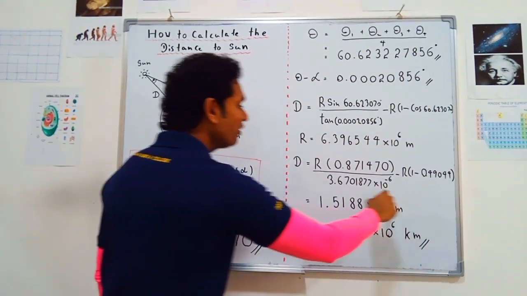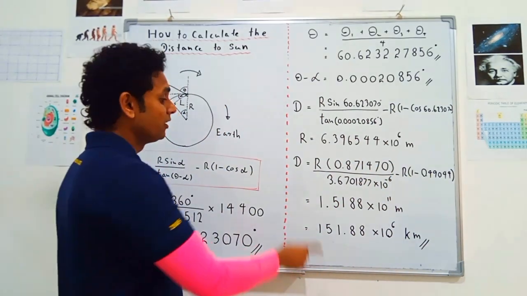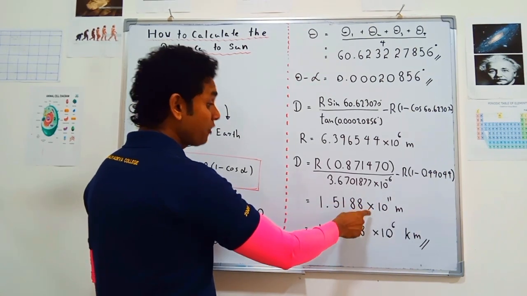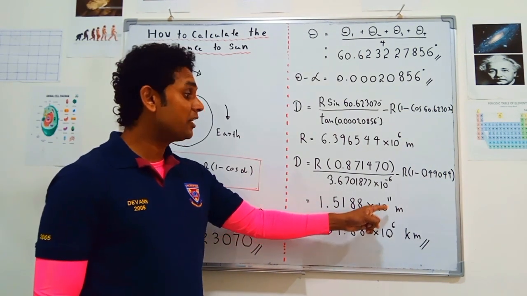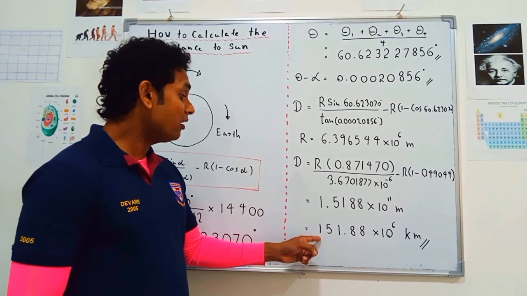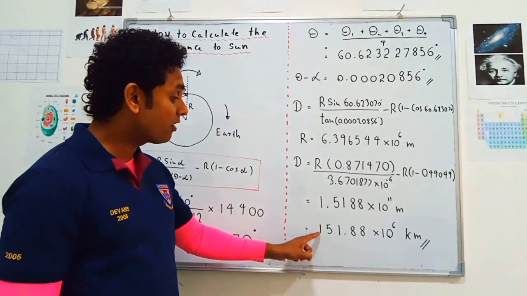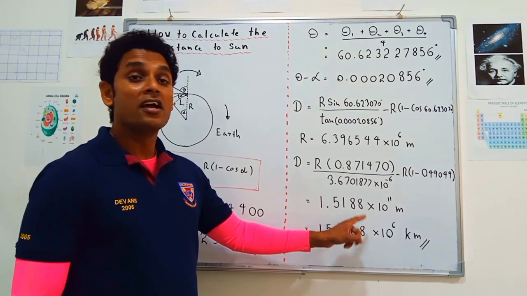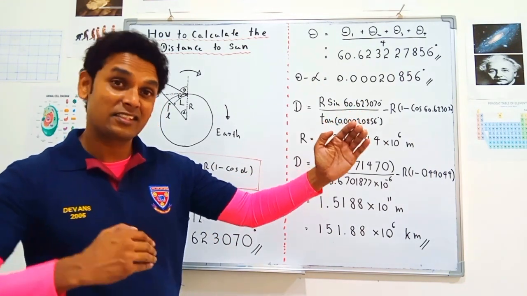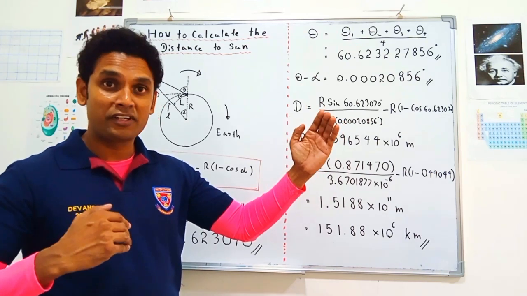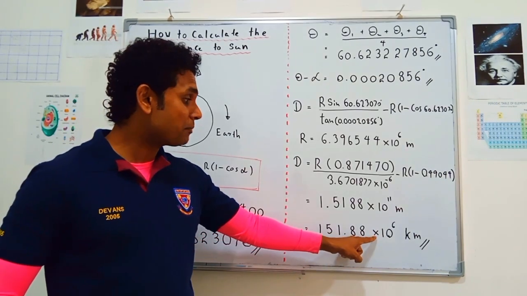Finally, after calculating all these things by applying the R value here and here, the final value that we can obtain is 1.5188 multiplied by 10 to the power 11 meters. 1.5188 multiplied by 10 to the power 11 meters means 151.88 multiplied by 10 to the power 6 kilometers, or 151.88 million kilometers. So the distance from the Earth's surface to the Sun, we have accurately and successfully calculated using only basic trigonometry and basic maths. The value obtained is 151.88 million kilometers.